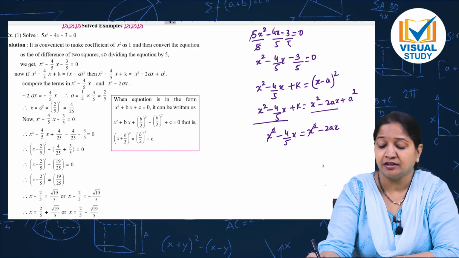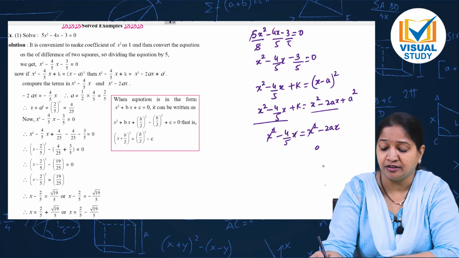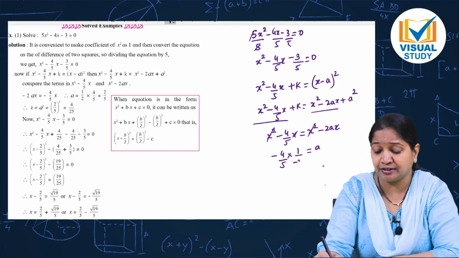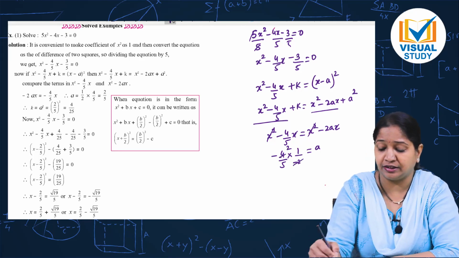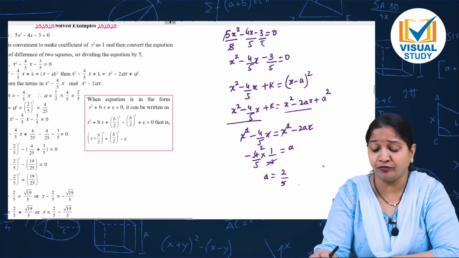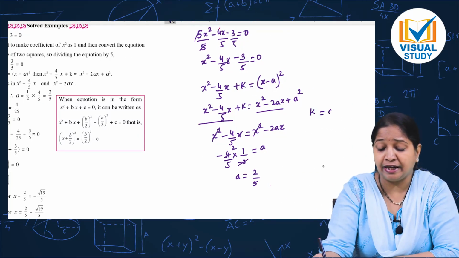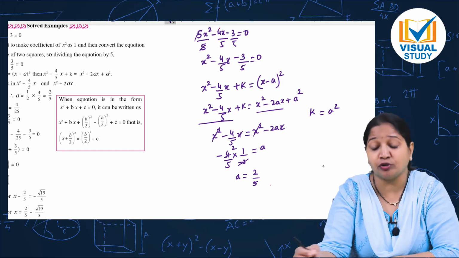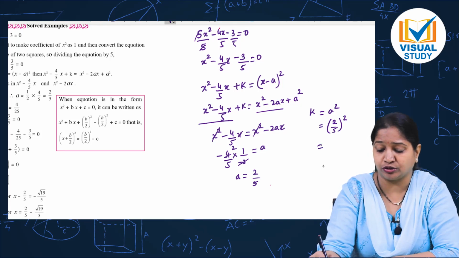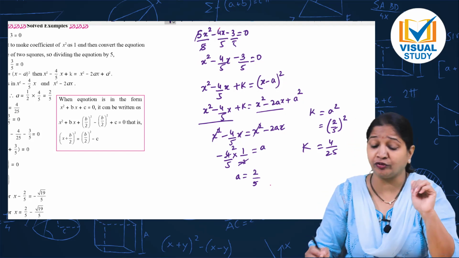x square gets cancelled, and here x also gets cancelled, and you get a is equal to minus 4 upon 5 into, now minus 2 is in the numerator, it has to come in the denominator. Now cancel it and you get a is equal to 2 upon 5. This minus and minus also gets cancelled. So a is equal to 2 upon 5. Now comparing, k equal to a square. Now putting the value of a in here, whole square, and you get 4 upon 25.